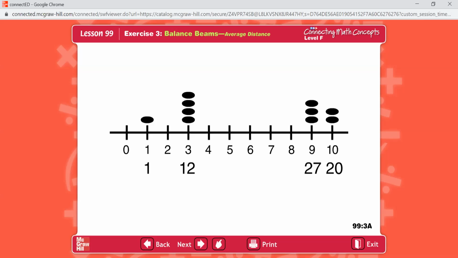You work the problem 60 divided by 10. 60 total divided by 10 weights gives you the answer 6. 6 is where you have your balance point. Here's the number line with the balance point at 6.